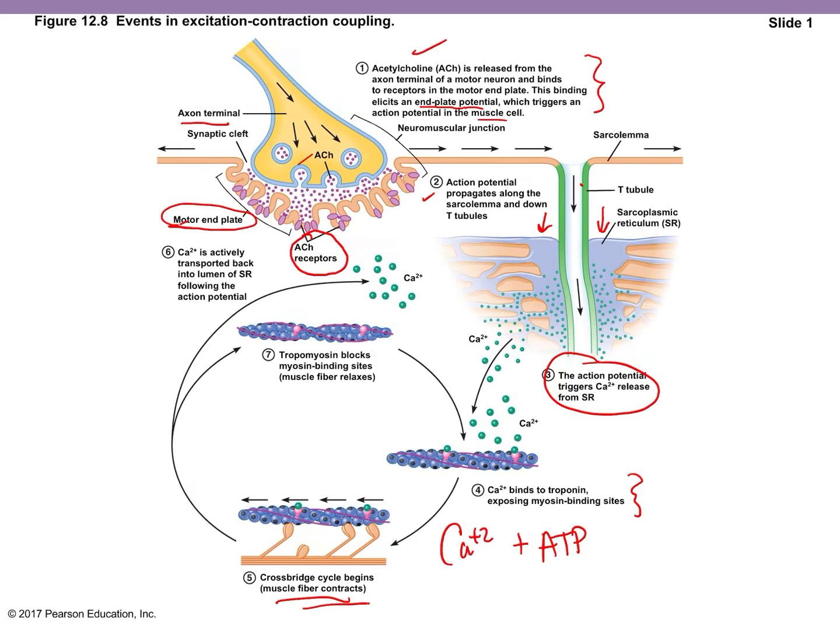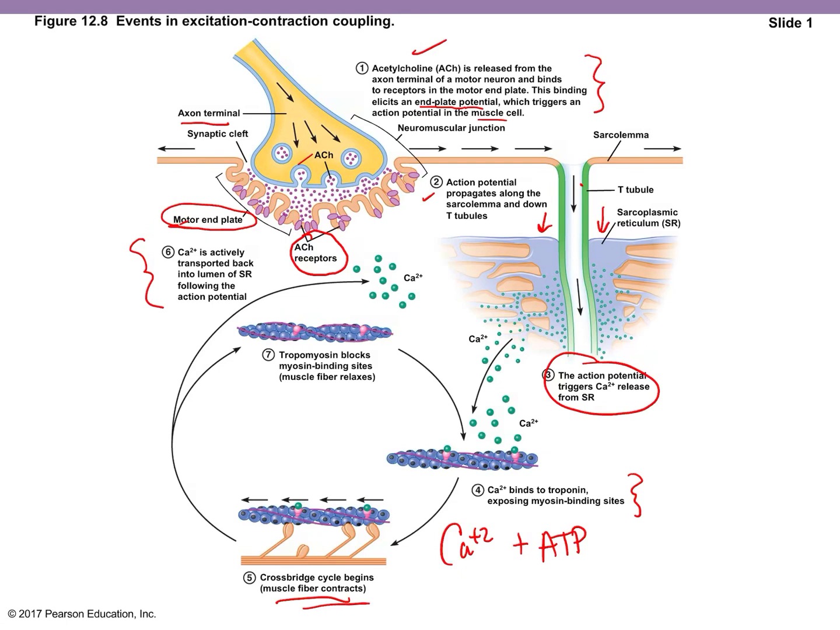Okay, so 5, 6. Calcium is actively transported back into the lumen of the SR following the action potential. So if the action potential stops, as soon as the calcium is released, the sarcoplasmic reticulum continuously works to take it back in. So when your signal to relax the muscles stops, the calcium is already being transported back into the sarcoplasmic reticulum, so you clear the calcium within the cytoplasm so that you can get muscle relaxation.